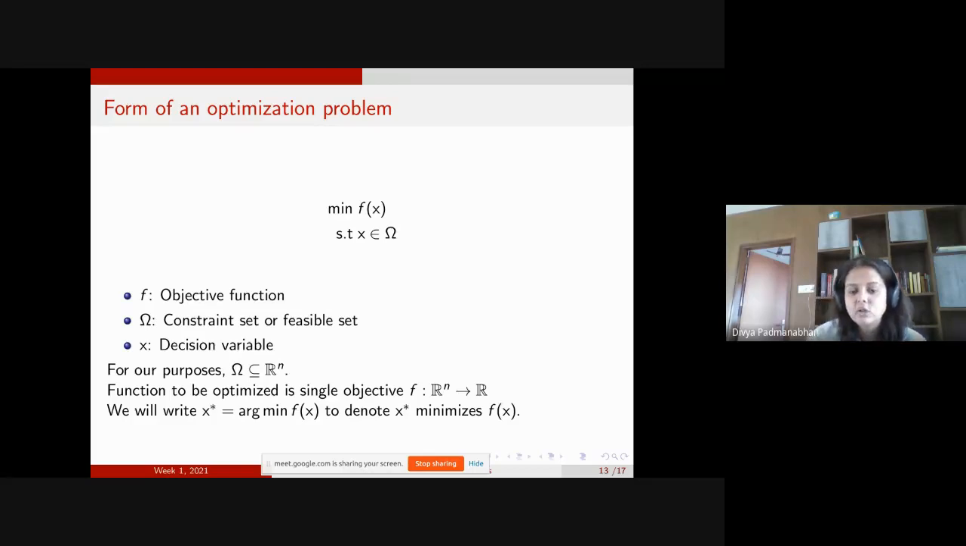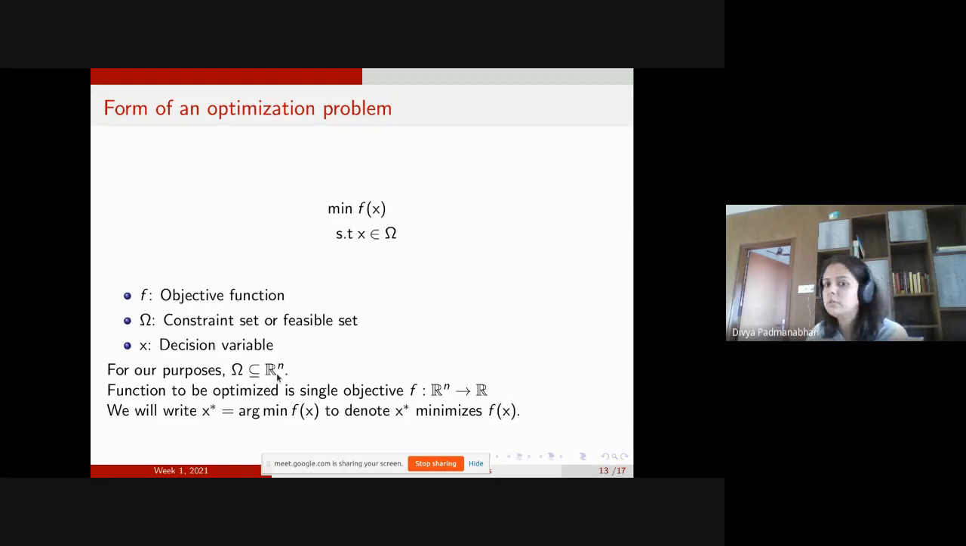So x is a decision variable and there's a constraint set. You want to minimize some function subject to x lying in some constraint set. Whatever we did so far, whether it was a flow or a vertex cover, we were trying to capture this omega using some inequalities or equalities. That's the general form of an optimization problem. For our purposes in this course, omega is going to be a strict subset of Rn.